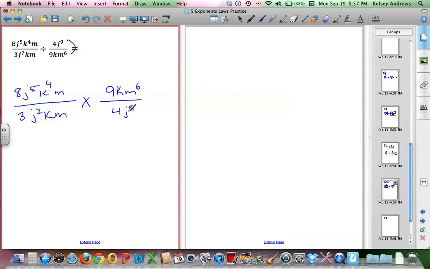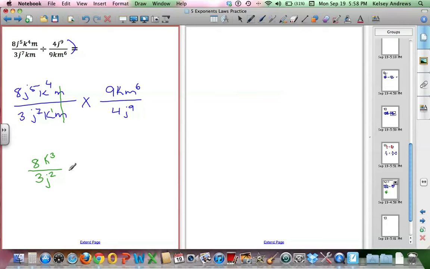Okay, so now that we've taken care of that, we can simplify it just like the last one. So if we look at our first fraction, 8/3, you can't reduce that at all. They have no common factors, so we'll leave our coefficients the same. That's j to the 5th over j to the 7th, so we have more in the denominator. We're going to subtract, so 7 minus 5 gives us j squared in the denominator. That's k to the 4th over k to the 1st, so we do 4 minus 1 to get k cubed in the numerator. And then our m's cancel because they're both m to the 1st power.